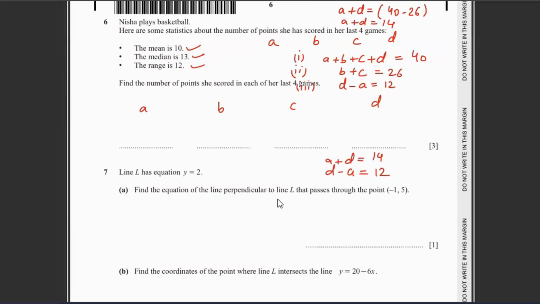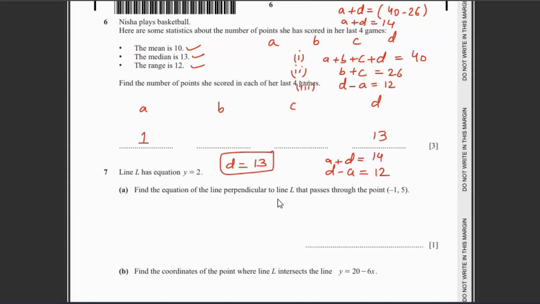So using elimination, or you can use substitution. I generally use elimination in this case. This D comes out to be 26, so D is 13. We got D as 13, and if D is 13, A will be 1.